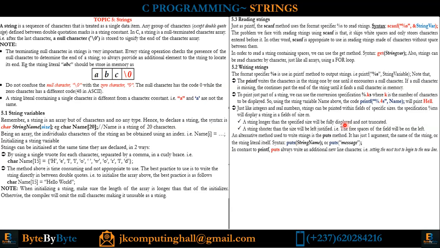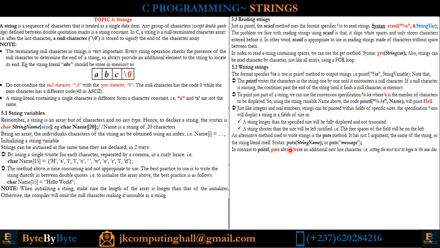It is going to print only the first four characters. Just like integers and real numbers, strings can be printed within fields of specific sizes. The specification %ms will display a string in a field of size m. So if I say %5s, the field to display the string is going to be 5. But if the string is longer than the specified size, the string will be fully displayed and will not be truncated like this other specifier is doing. And if the string is shorter, then the string will be left justified, that is, the free spaces of the field will be on the left.